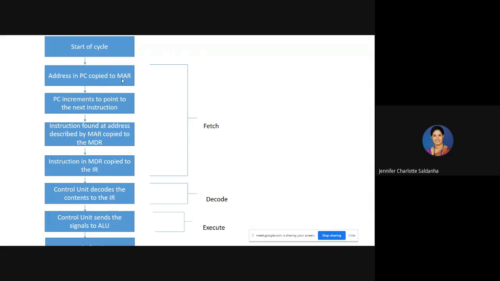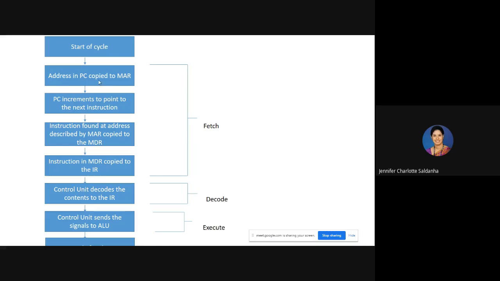That is, from placing the address of the instruction into program counter till transferring the data from MDR to IR completes the fetch cycle, and then decoding part includes decoding of the instruction present in the instruction register by the control unit, and execution, it is performed by sending the control signals to ALU. So as soon as ALU receives the control signals from control unit and then the operands, it will perform the execution. So I repeat, start of a cycle.